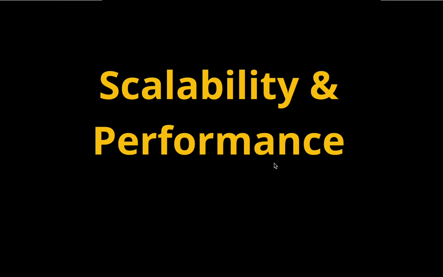Step 6, scalability and performance. Horizontal scaling, you can add more servers. Caching, Redis for hot data, to improve the performance of the system and reduce the latency. CDNs for static assets, to cache assets like images and scripts near the location of the user. Cache user profiles to reduce database hits by 80%. This is where you wow interviewers with your optimization skills.